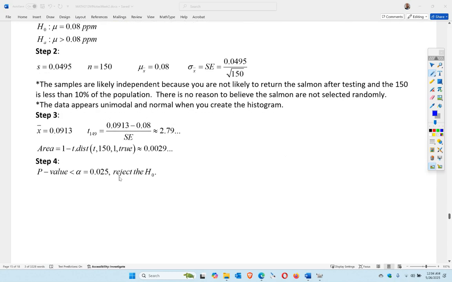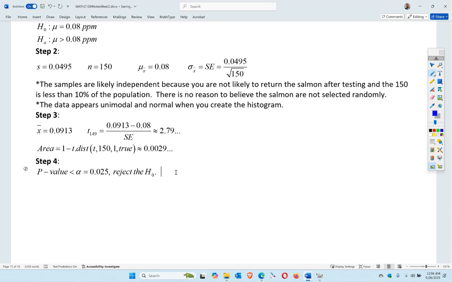So 0.025, that's very close. But clearly, wait a minute. I did that backwards, I believe. No, it was 0.0029, wasn't it? 0.0029. That's clearly less. I was thinking 10. That's clearly less than that. Okay.